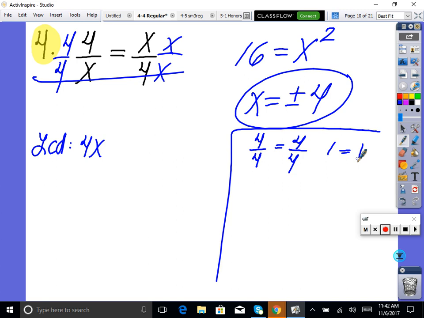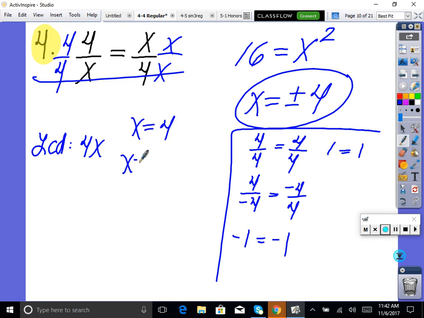Let's plug in -4. So that would be 4/-4. Does that equal -4/4? Is -1 equal to -1? So we get to keep both. Let's pretend one of them didn't work. We would then say, okay, x equals 4. Let's pretend -4 didn't work. It did, but let's pretend it didn't. Then we would just say x equals 4, and then showing your work, you would write, it's extraneous.